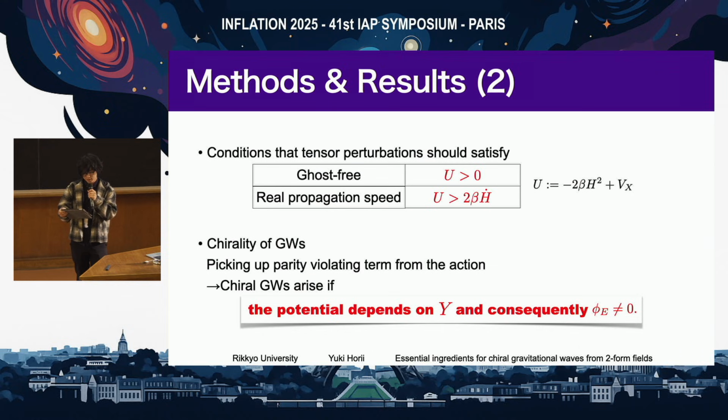Furthermore, there is a possibility that chiral gravitational waves may arise. Extracting the parity violating term from the action, we find that chiral gravitational waves are generated if the potential depends on y, where y is the contraction of the two-form field with its dual. In such a case, φ_e and the zero component of the two-form field do not vanish.